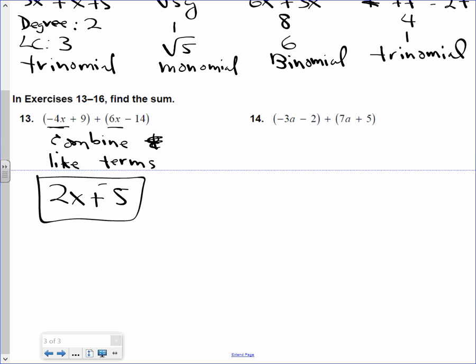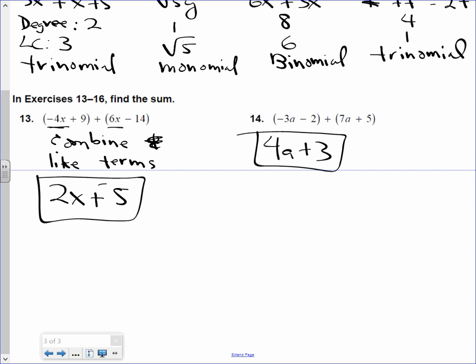Let's do number 14 together. Excuse me, I got the floor still. Thank you. Binomial plus another binomial. Negative 3a, 7a. Negative 3 plus 7 is going to be a 4. Positive 4a, just attach the variables. Negative 2 plus a 5 is a plus 3. We're rocking and rolling.